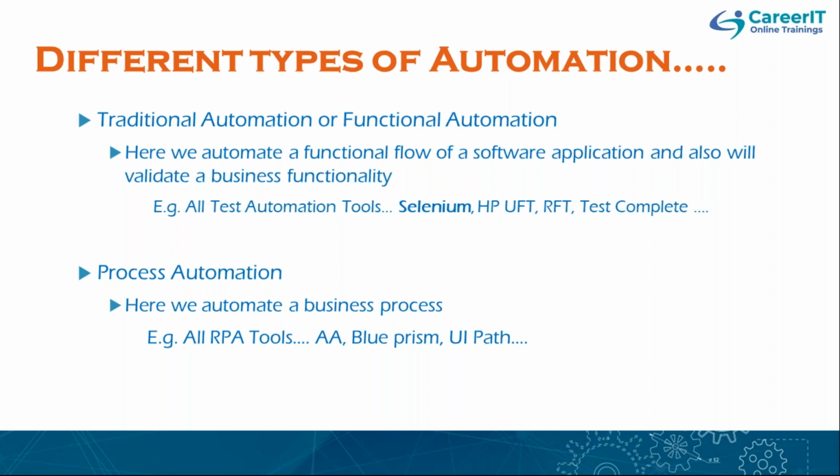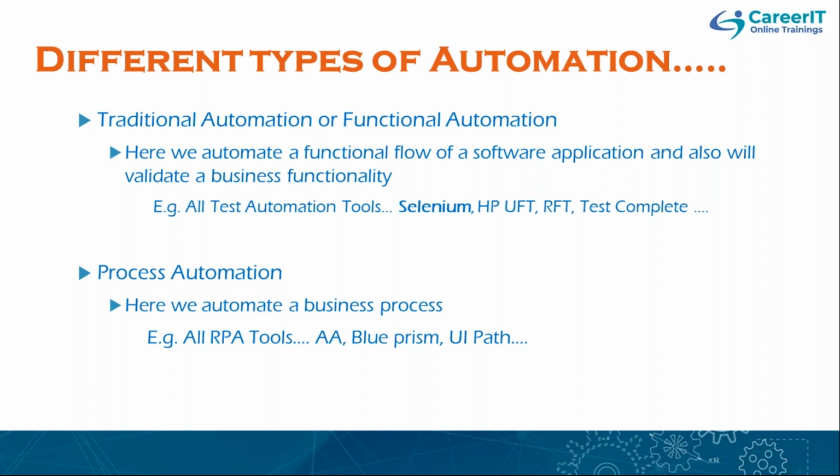But in the case of functional or traditional automation, we are focusing on one or more applications. We are majorly going to automate the functional flow, and we are going to validate the functionality of the application under traditional or functional automation. But in the case of process automation, validations will be very few. We depend more on automating the process of that particular flow. So these are the two different automations available in the market. Our Selenium test automation comes under functional test automation or traditional test automation.